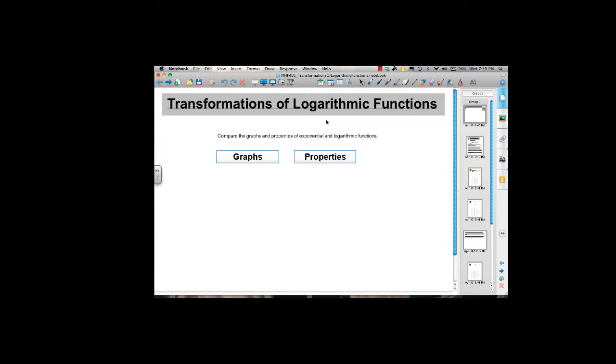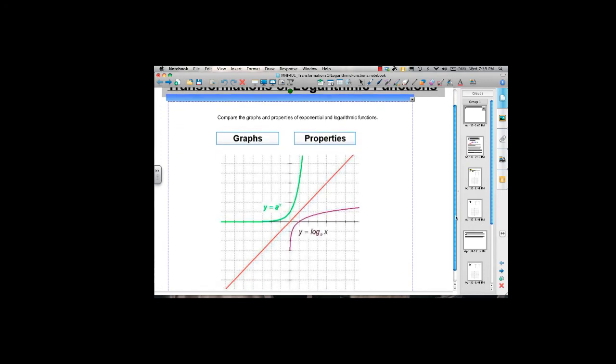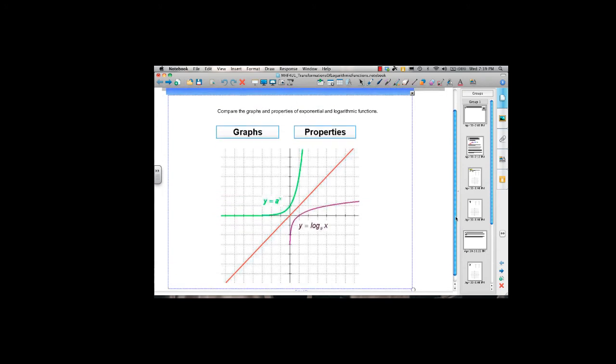Just a few comparisons between the graphs of an exponential and a logarithmic function, as a review before we look at the lesson for today. Graphically, a logarithmic function is in fact the inverse of an exponential. So for no specific base here, y equals a to the power of x. If I do a mirror image of that through the line y equals x, I get the inverse, which is a log-based function, y equals log base a of x.